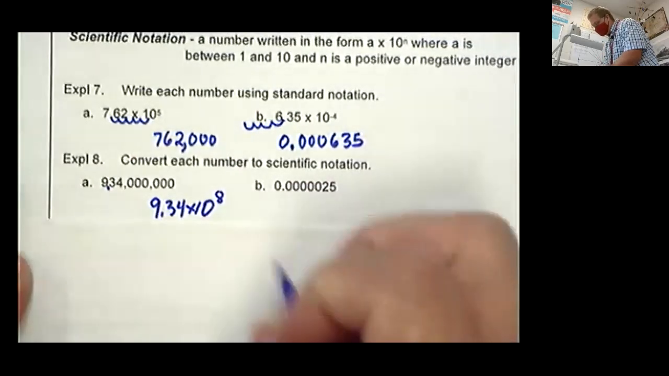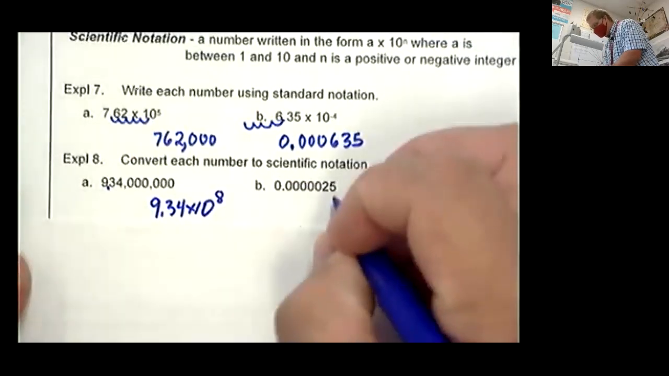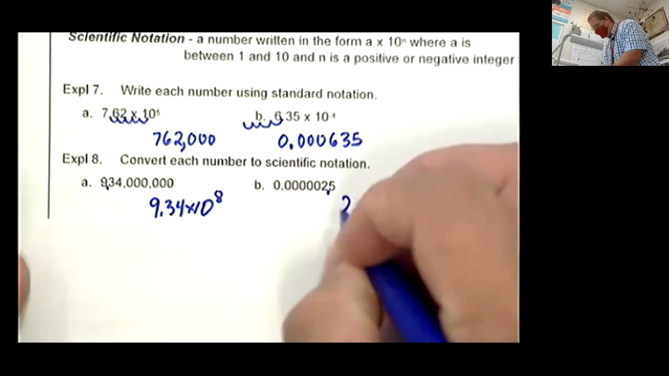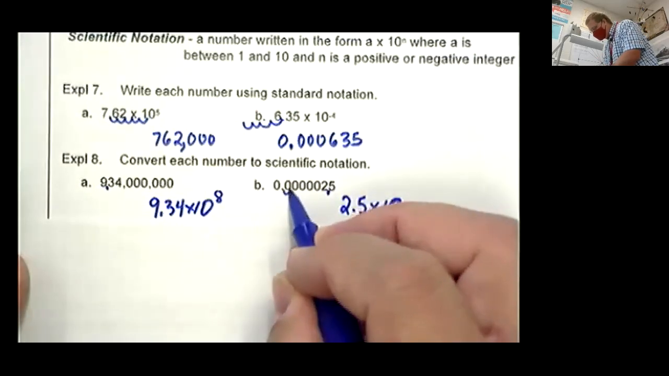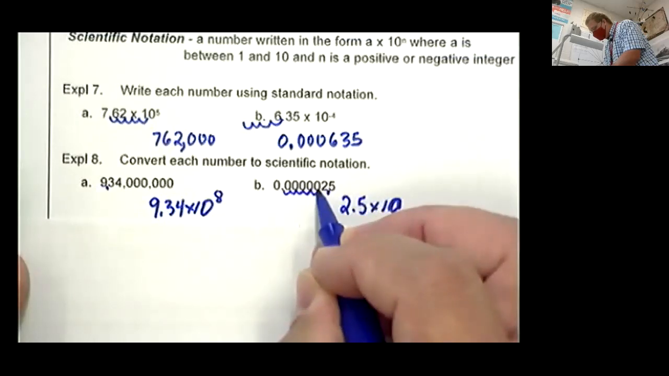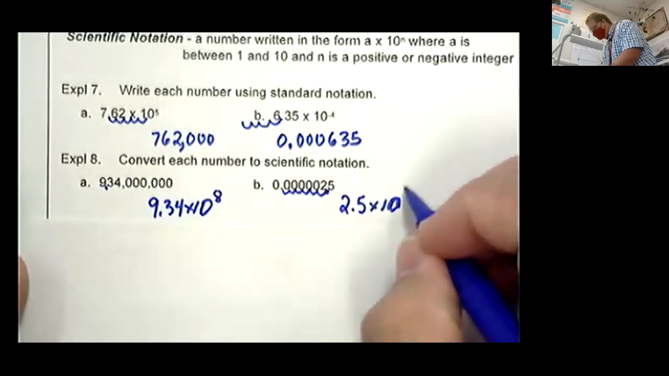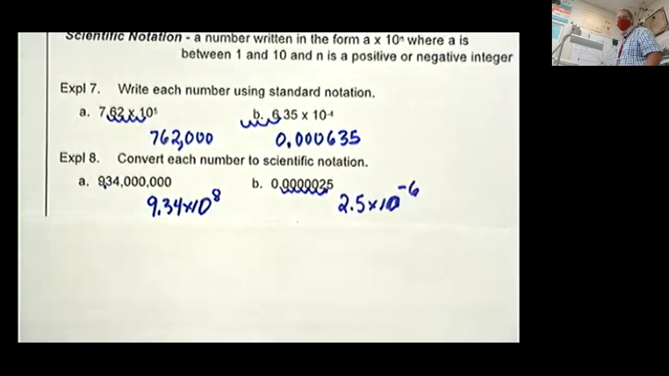Letter B, the decimal goes to the right of the first non-zero digit. That's 2. That gives us 2.5 times 10. We go 1, 2, 3, 4, 5, 6 places to get there. It's a small number, so it gets a negative exponent.